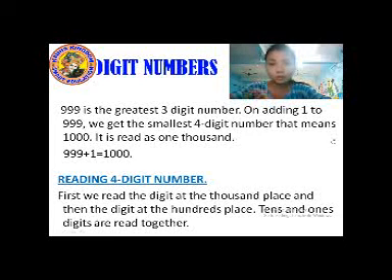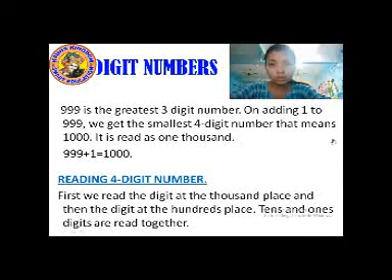According to their place value, the digits are placed from right to left, that is ones place, tens place, 100s place, and the last one is 1000s place.